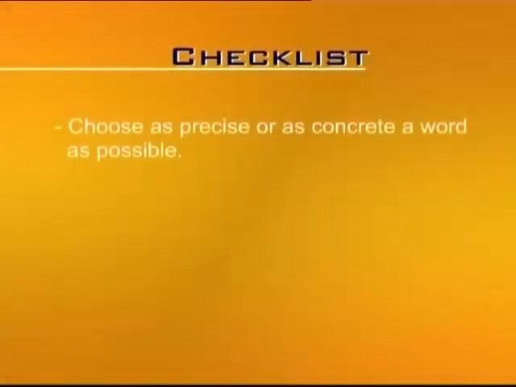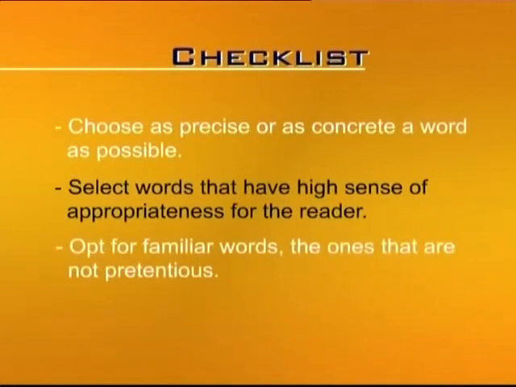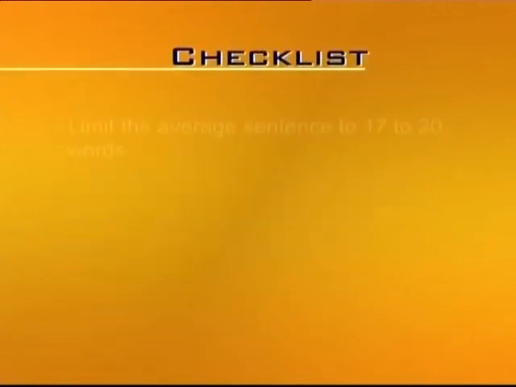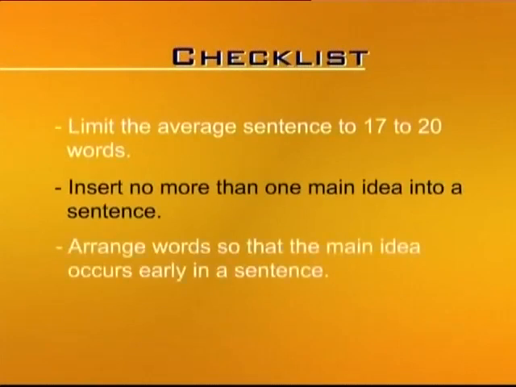Let's check now all that we talked about regarding clarity. You need to choose as precise or as concrete a word as possible. Select words that have high sense of appropriateness for the reader. Opt for familiar words, ones that are not pretentious. Limit the average sentence to 17 to 20 words. Insert no more than one main idea into a sentence. Arrange words so that the main idea occurs early in a sentence.